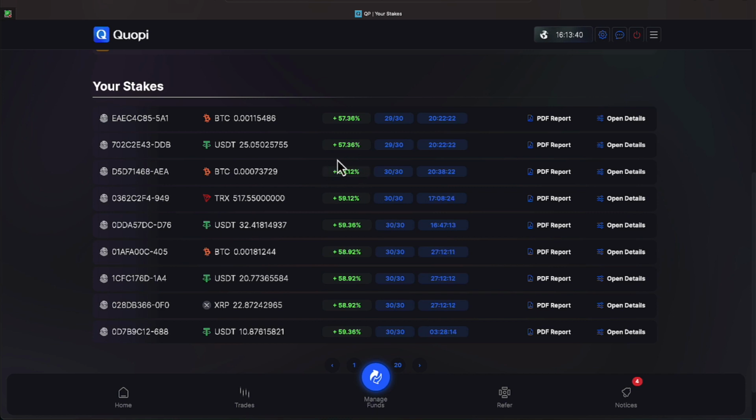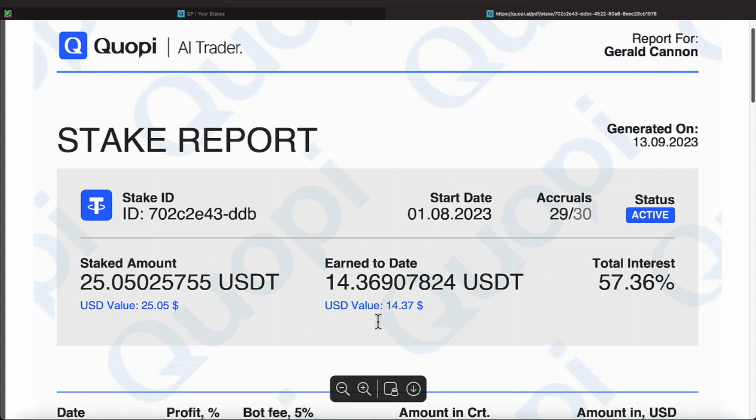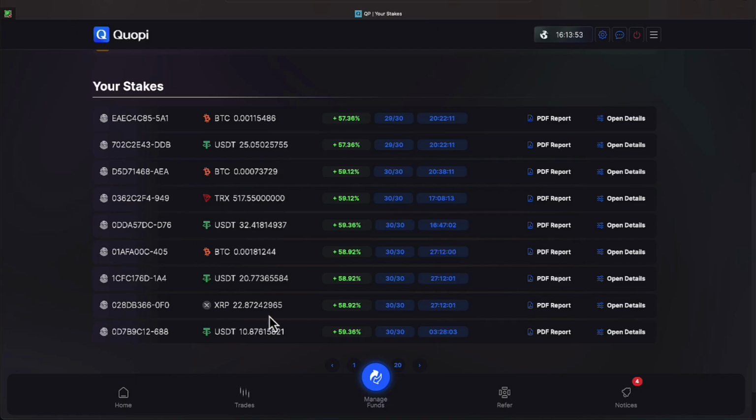And on 29 days, Quopi has achieved a 57.36%. We gave Quopi $25.05 to work with, and Quopi has returned to us $14.37, which is 57.36%. Now we have some 30-day stakes that have expired, and they're all high 50s, 58s, 59s, things of that nature.